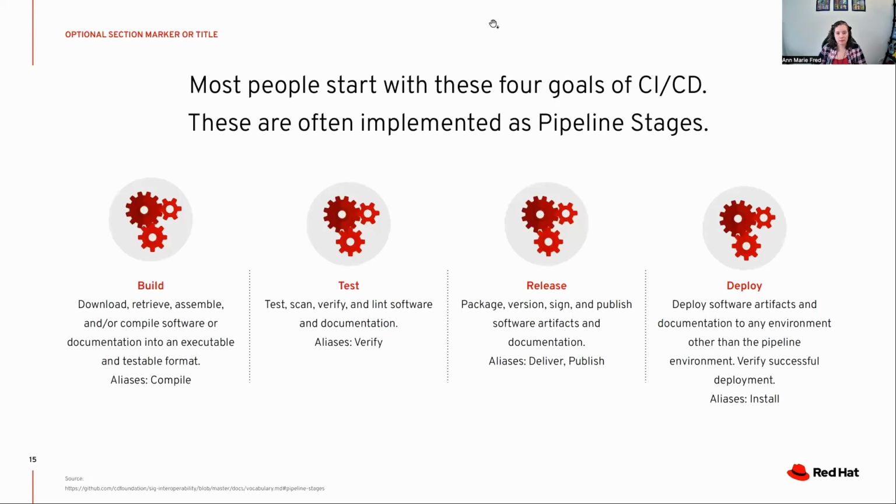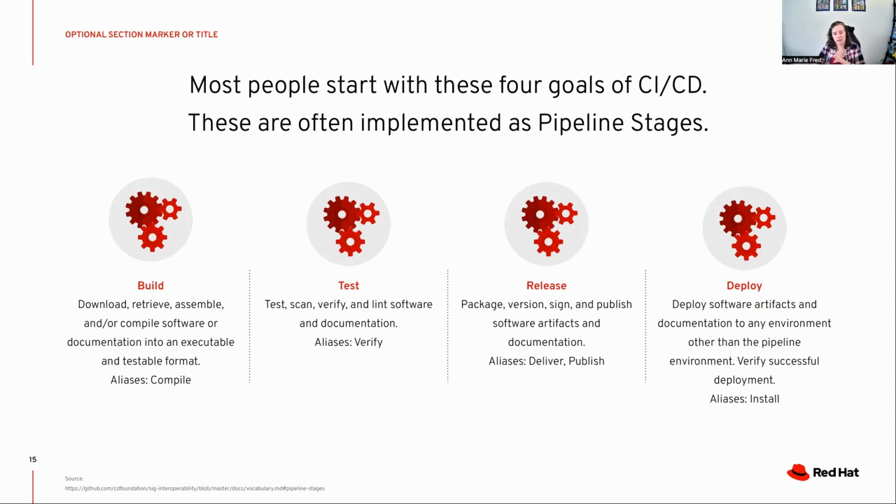Now, most people start with these 4 goals of CI/CD, and these are often implemented as your pipeline stages. We talk about build, test, release, and deploy. Those are the basic ones. In the build process, we're going to download, retrieve, assemble, and/or compile our software or documentation into an executable and testable format. In the test phase or phases, we're going to test, scan, verify, and lint software and documentation, otherwise known as verifying it.